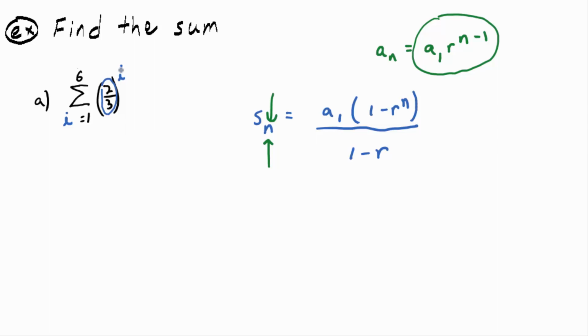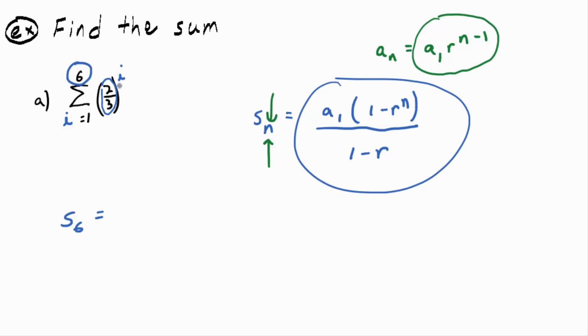So I'll change that to make it a little easier on the eyes. Okay, so what is n, sum-wise? How many terms are we summing? 6. So we're finding S6. We're finding S6. Okay? So if we want S6, let's use this formula.